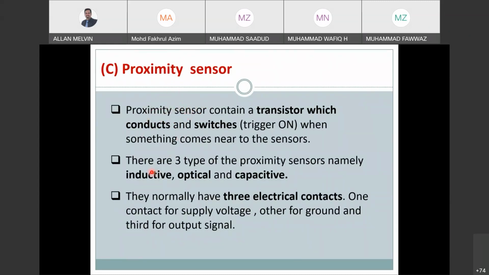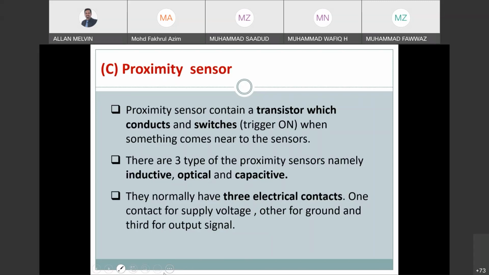So this is like a presence sensor. There are three types of proximity sensor. The first one is inductive, the second is optical, and the third is capacitive. These are the trigger mechanisms. They normally have three electrical contacts: one for supply voltage, one for ground, and one for output signal. So even an electrical sensor that you buy will have three ports, three contacts.